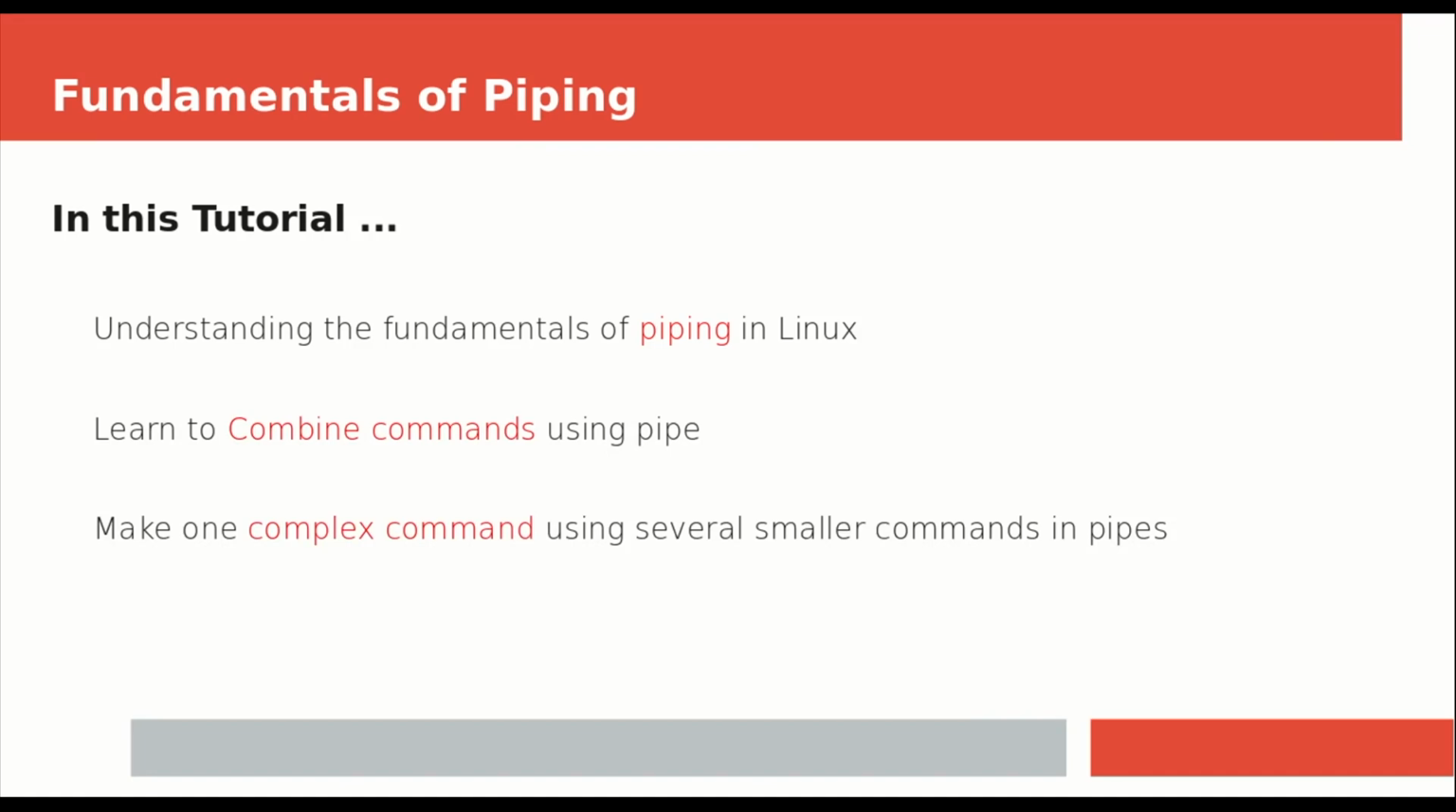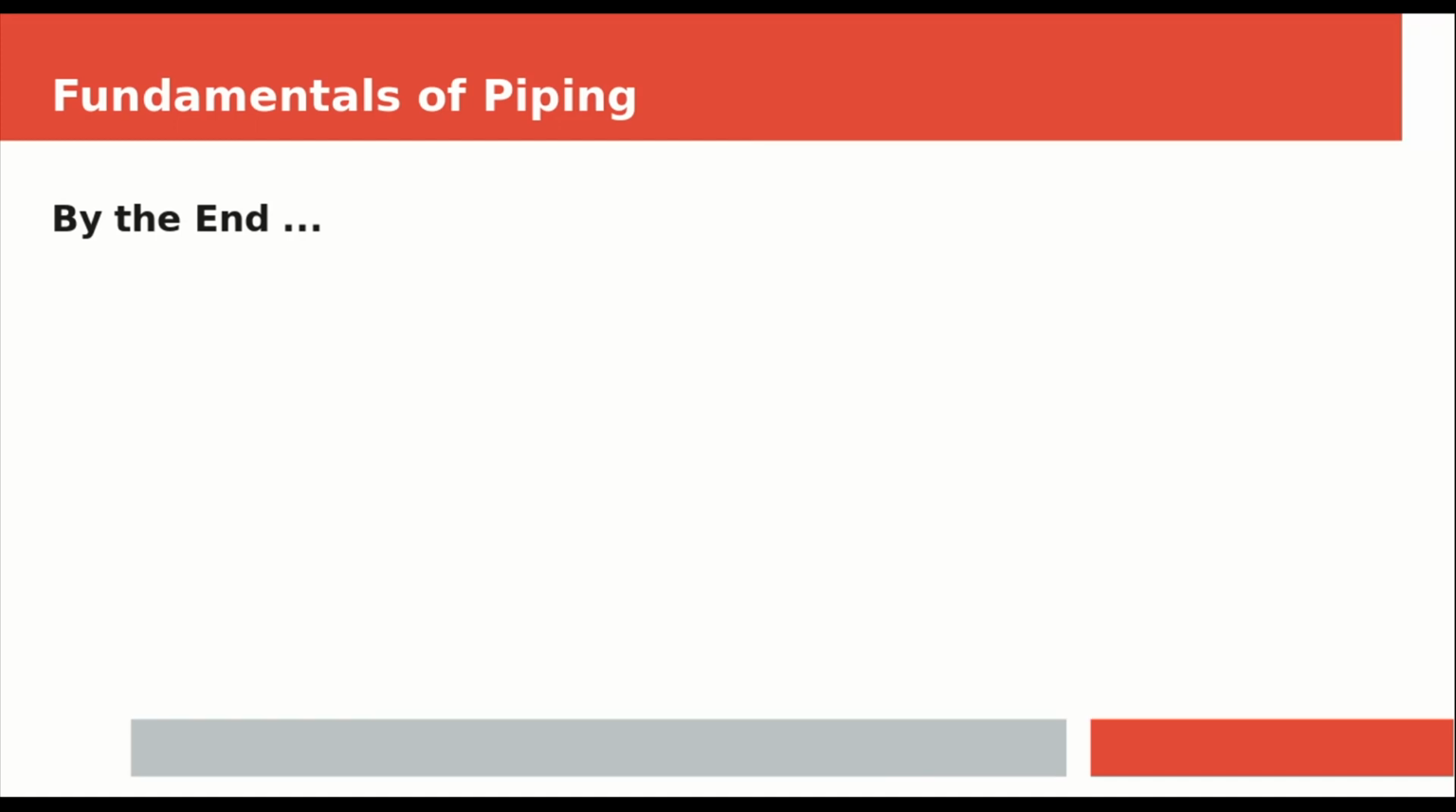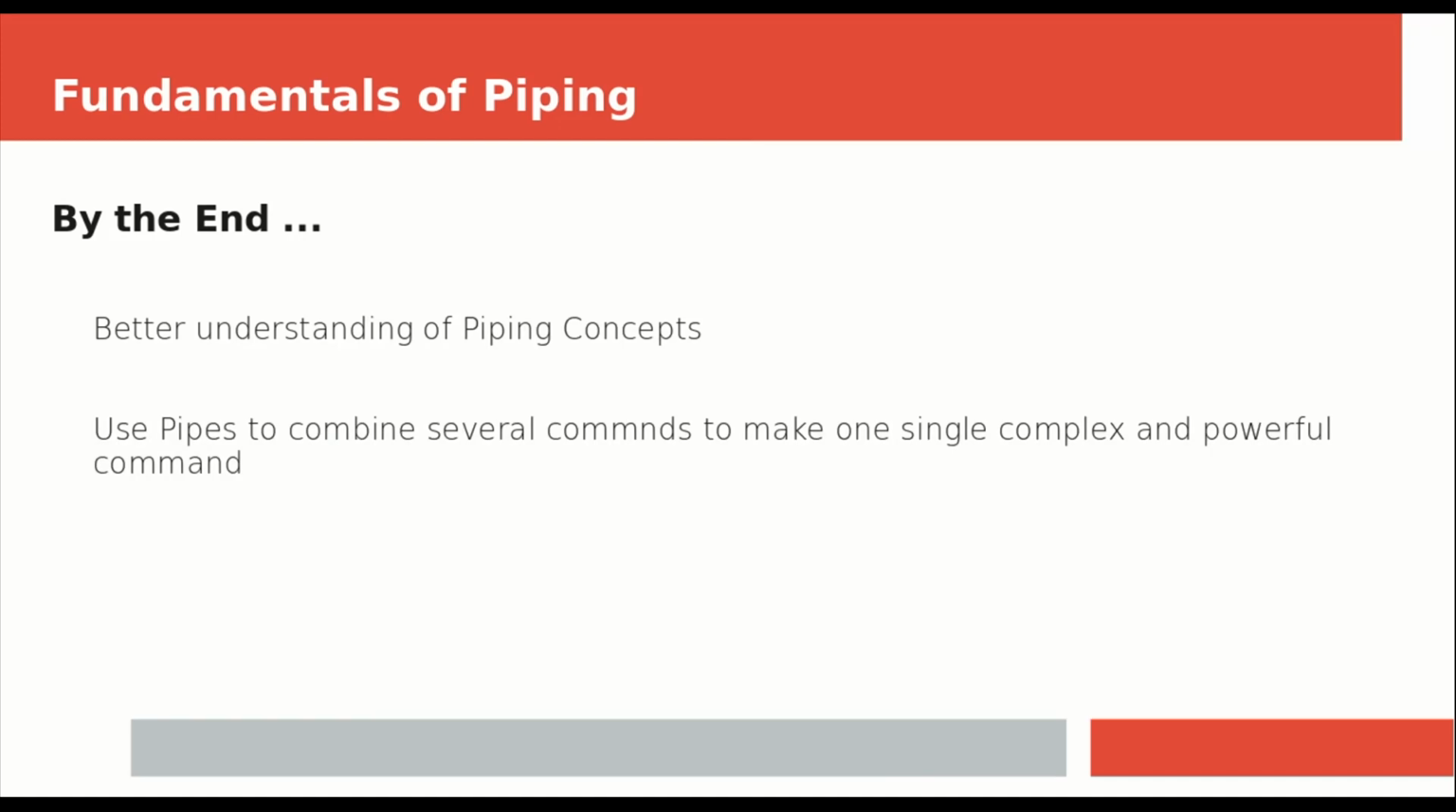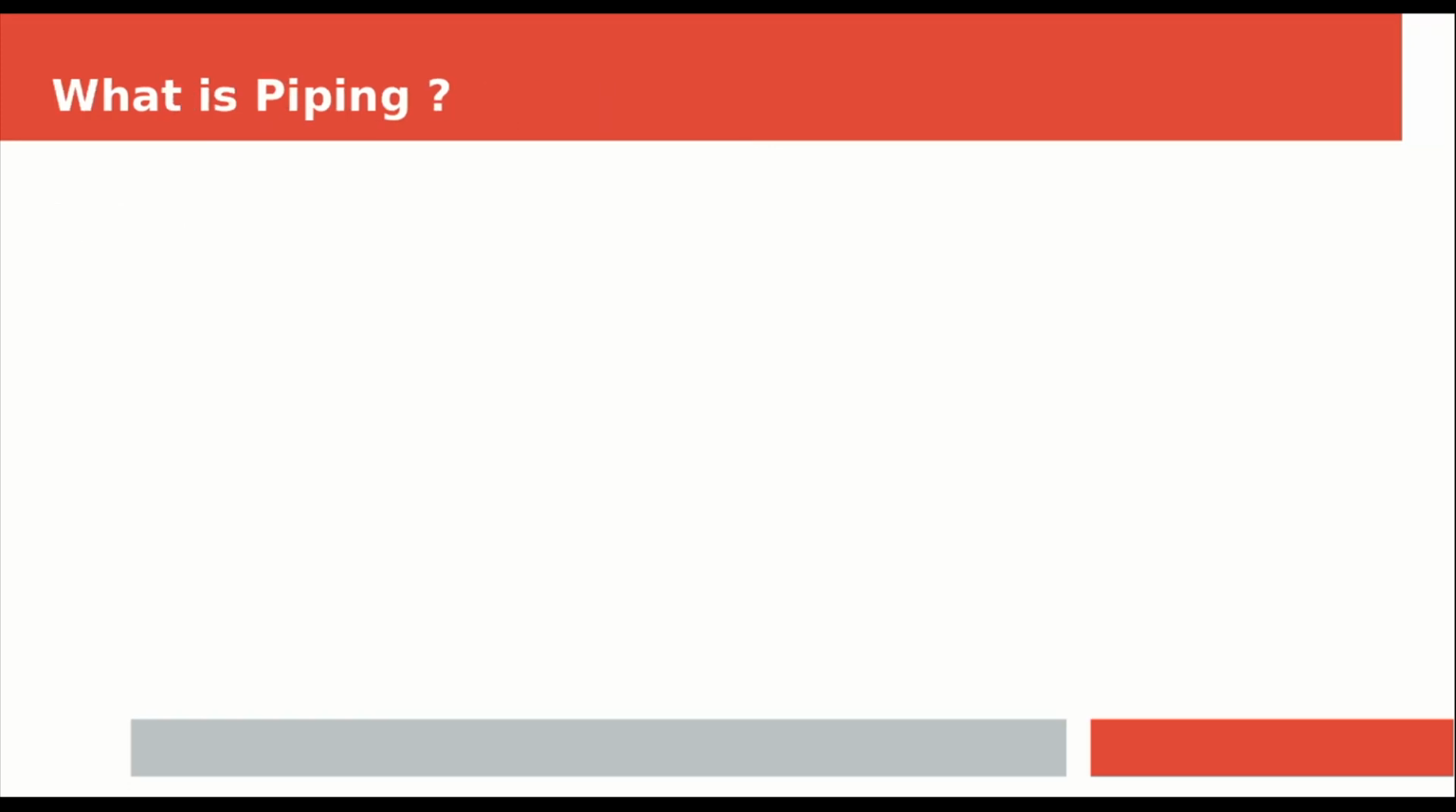Using pipelines, you will be able to make one complex command by using several smaller chunks of commands, just like in a pipe where you combine multiple pipes and at the end of the pipe you get the output, most probably water or oil, whatever it is. By the end of this chapter, you will have a better understanding of piping concepts. You will be able to use pipes to combine several commands to make one single complex, powerful command. Trust me, guys, piping is a very skillful and very powerful concept of Linux. If you know this, you will be able to deal with multiple commands and get the output in one go. So, what is piping?